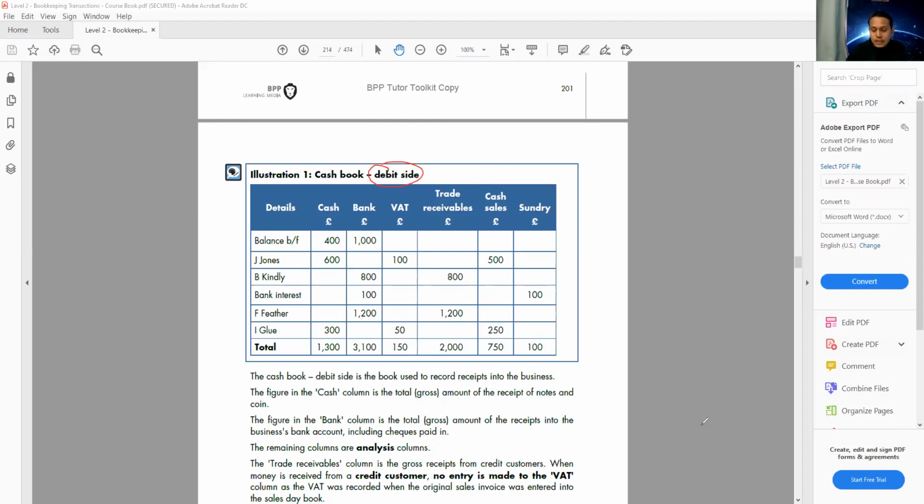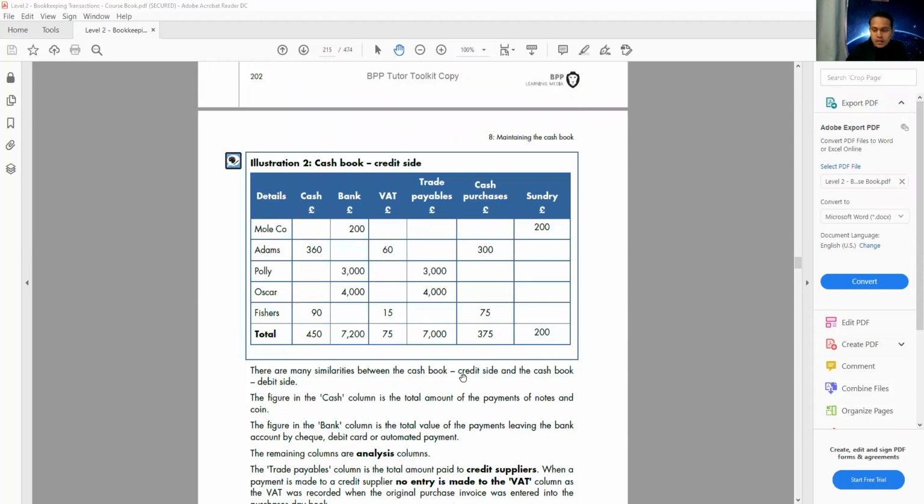Let's move on to the cash book credit side, and let's talk about the same thing again. This time we have a cash book credit side. Now this time, is it money in or money out from the business? So this time money out from the business. Money out, that means we make a payment.